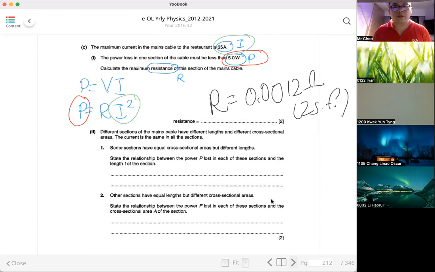Okay, so I will see you next week. We'll start the new topic on magnetism. Any question for me, you all can stay back.